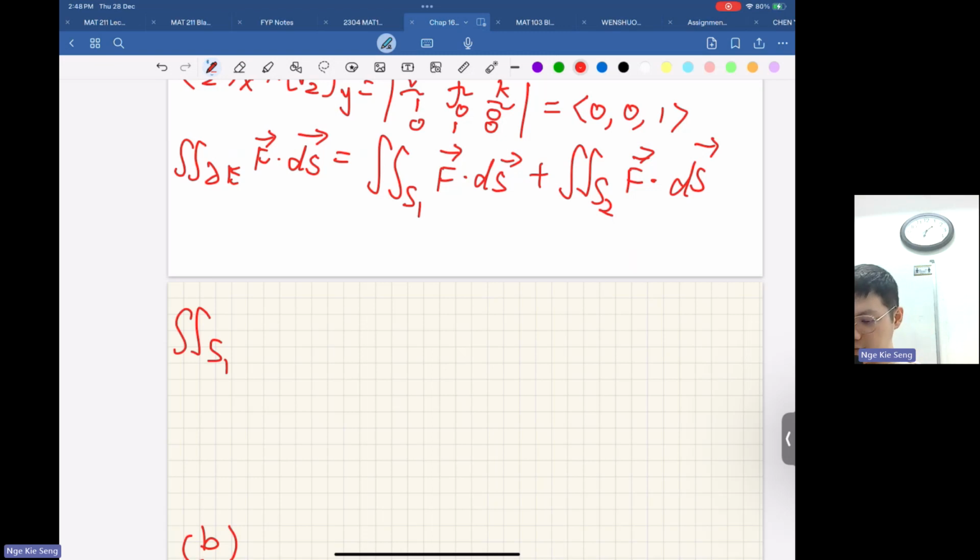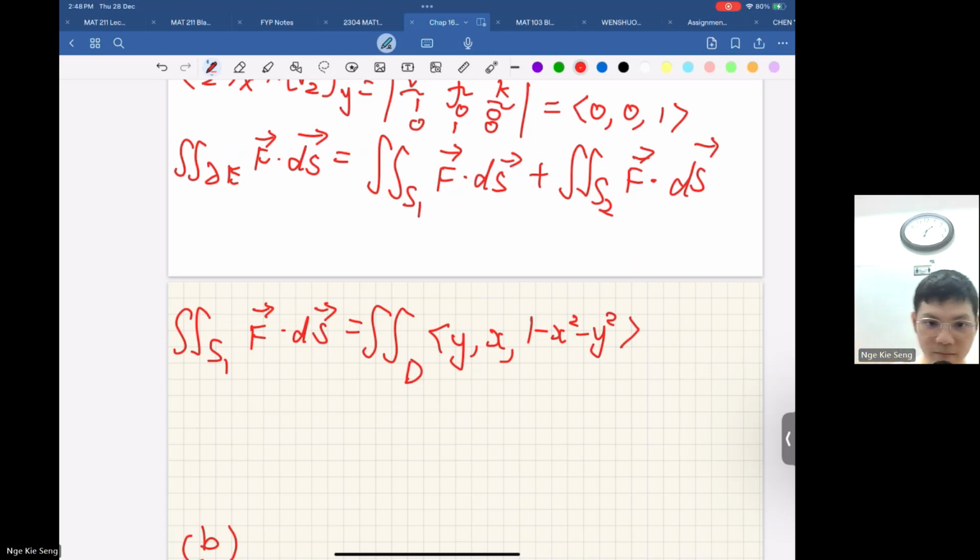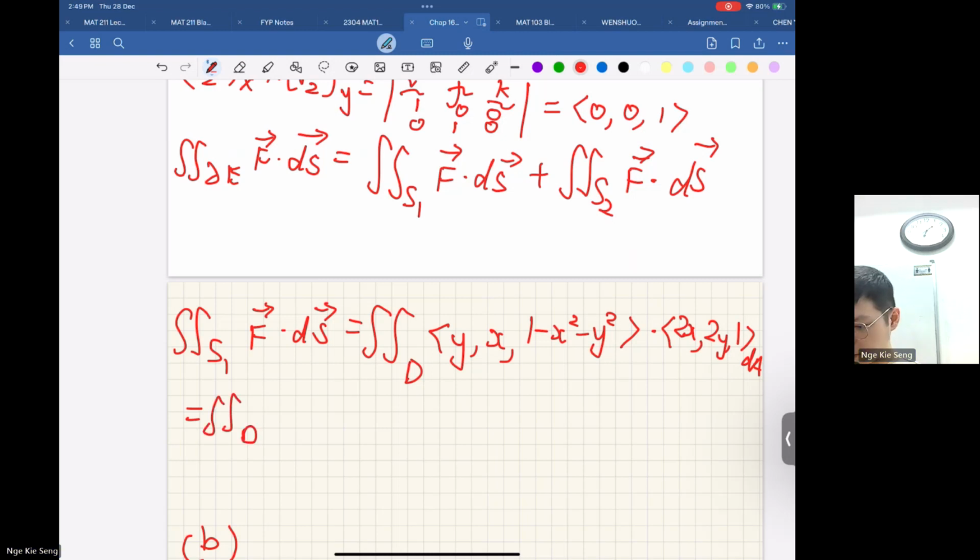So integrate with respect to x1, f dx. What do we get? We get the integral of the vector field (y, x, 1 minus x squared minus y squared) dotted with (2x, 2y, 1) dn. Okay, and what's this? We need to expand this. We get 2xy plus 2xy again plus 1 minus x squared minus y squared dn.